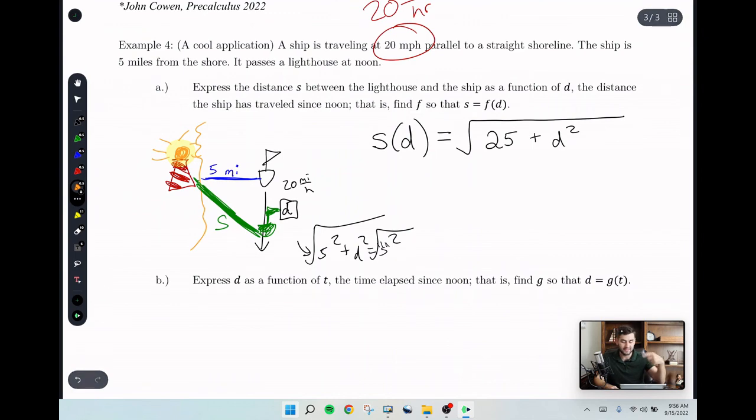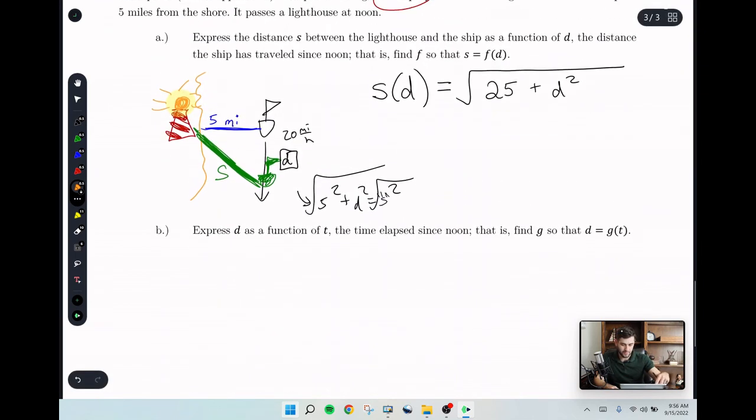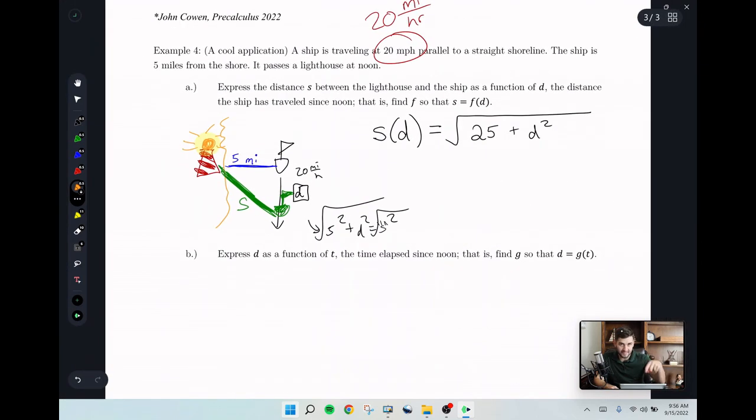So now it says express d as a function of time. Express d, the distance traveled, as a function of time. So that would mean d, it says find g such that d equals g of t. Cool? Okay? So the distance traveled is going to be some g of t, right? Some function of time that gives us a distance output. So we know he's traveling 20 miles an hour.